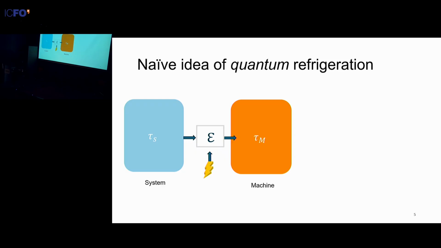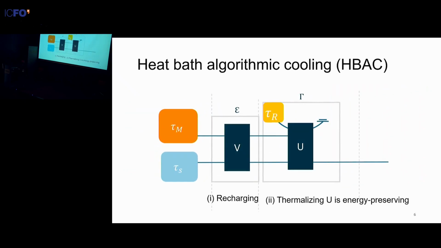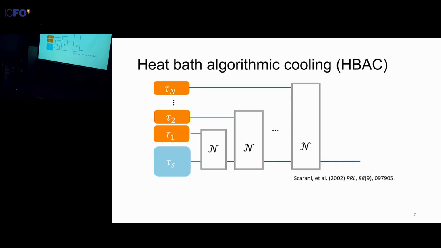For this cooling protocol, if we want to do it iteratively, we need to reset the machine. So we also need a bath to thermalize with the machine for the resetting process. A systematic way of looking at this is the protocol known as heat bath algorithmic cooling. In these protocols, we have two steps. The first step is recharging, and the second step is thermalizing. The only difference is that in the recharging process, the unitary need not be energy preserving. And of course, you could do this iteratively, and this is what we call collisional models.